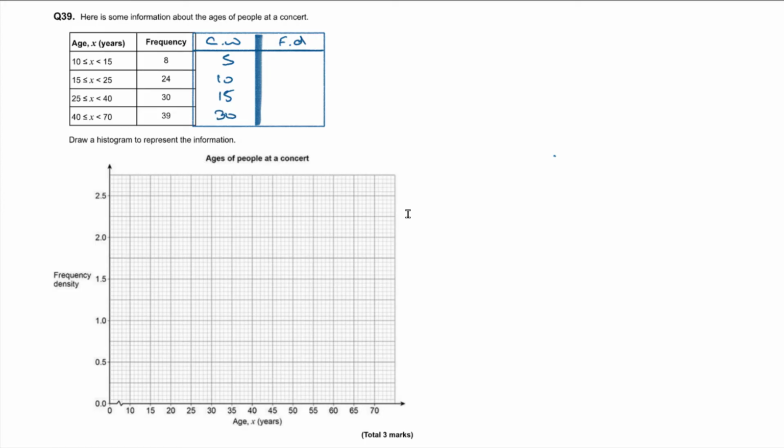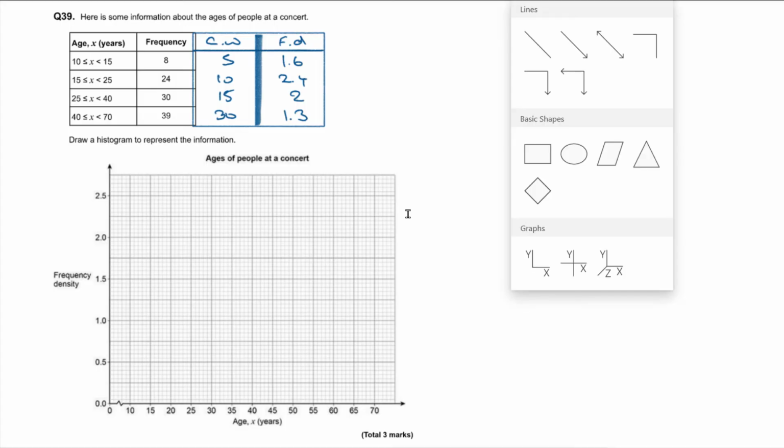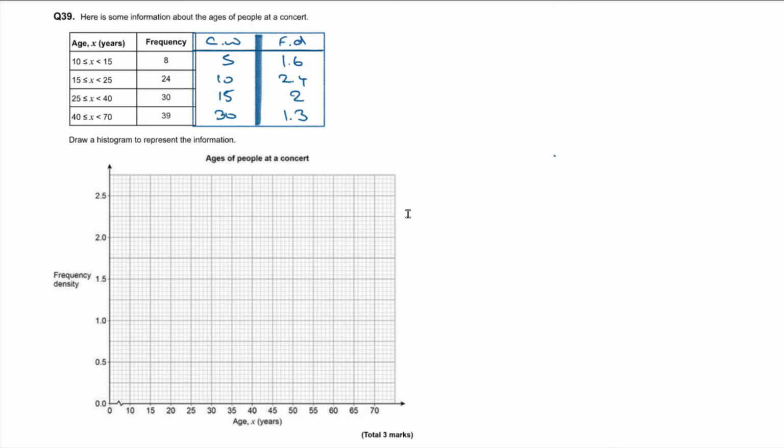Frequency density then, 8 divided by 5. Double it, divided by 10 is 1.6. 24 divided by 10, that's 2.4. 30 divided by 15, well, I know that, it's just 2. And then 39 divided by 30, well, 39 divided by 3 would be 13, and then divided by 10, it'd be 1.3. Okay, so I've got all my frequency densities. Can go ahead and start drawing them now, or cheating and getting the computer to draw nice boxes for me.